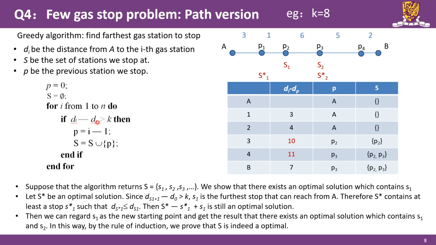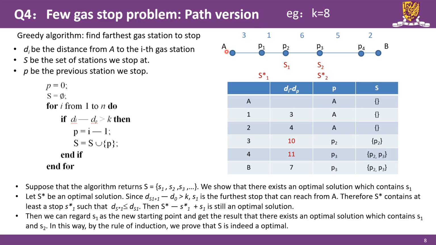Since this is the first gas stop that we cannot reach from the previous gas stop, we subtract 1 from the current index, which indicates the furthest gas stop that we can reach from the previous gas stop, and we use this gas stop as the one that we stop at.